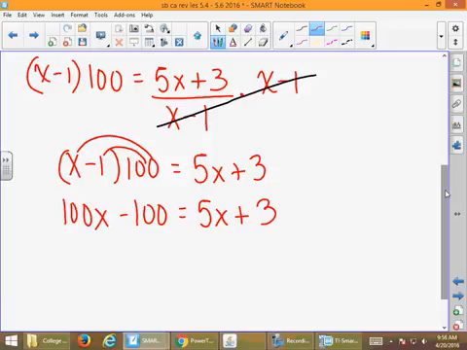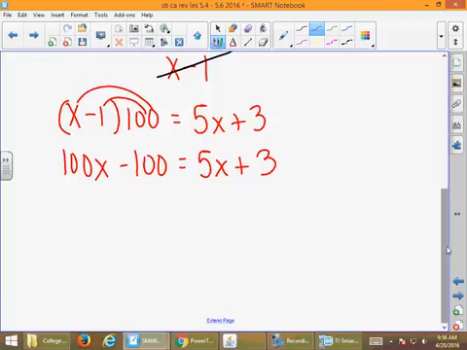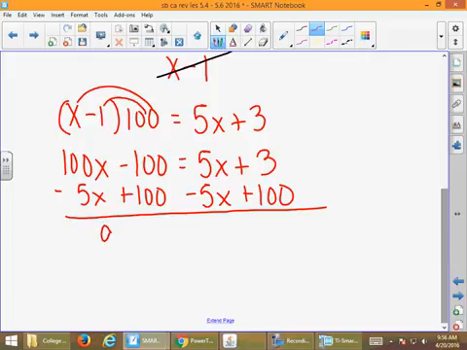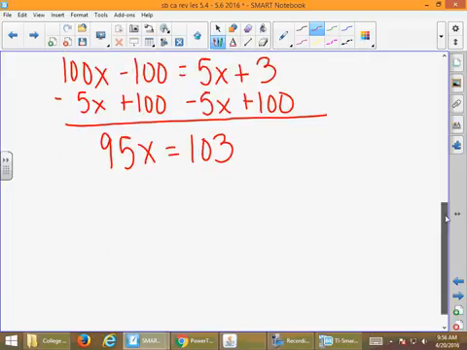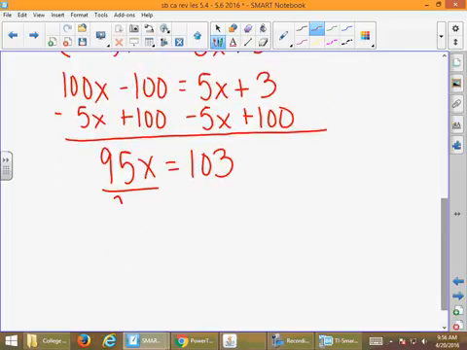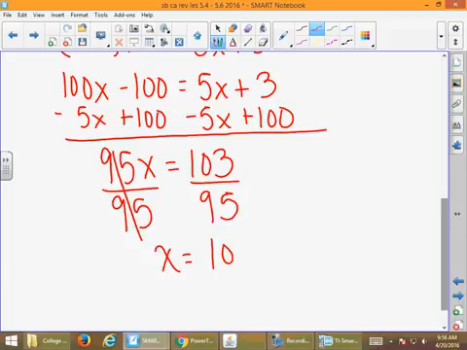And now we can solve. So we're going to combine the x's. We're going to combine the constants. And we end up with 95x equals 103. So not the prettiest of answers, it looks like, but it'll be okay. Now, divide everything by 95. So there we get a value.